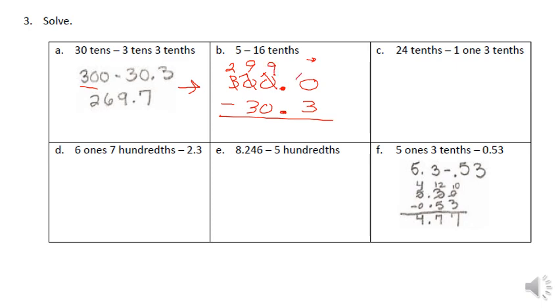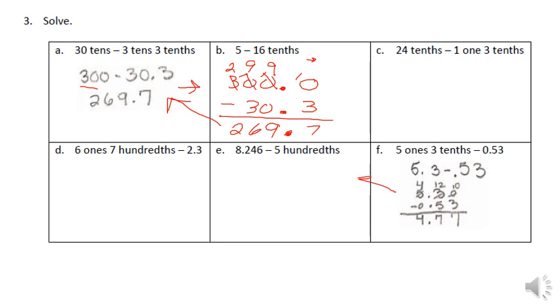10 minus 3 is 7. Put our decimal place in there. 9 minus 0 is 9. 9 minus 3 is 6. And 2 minus nothing is 2. As you can see, we ended up with the same thing.